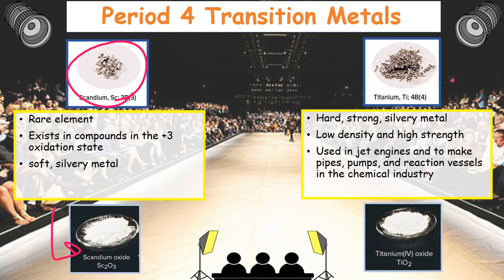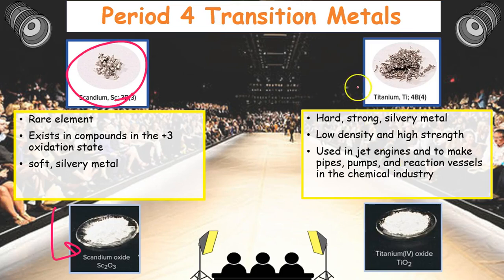Next up is the hard, strong, silvery metal that is titanium, okay? And it definitely has its name derived from the Titans of Greek mythology. So it actually has a low density, high strength. It's used in jet engines to make the pipes and pumps and reaction vessels, and it's found in a lot of different cosmetics, I would say, as well, okay?